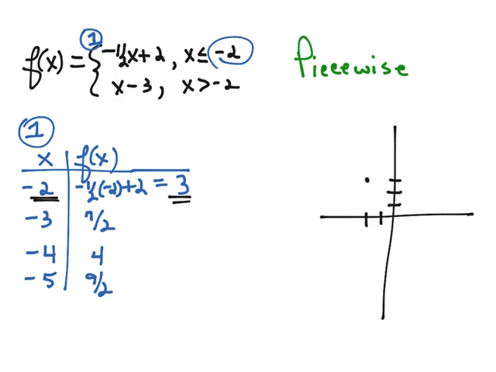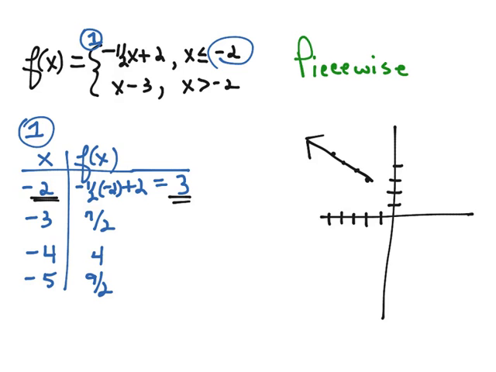So if we wanted to graph this part of the function, we're going to start at negative 2, 3. And then at negative 3, we're at 3.5. And at negative 4, we're at 4. At negative 5, we're at 4.5. So this part of our graph looks like that line.